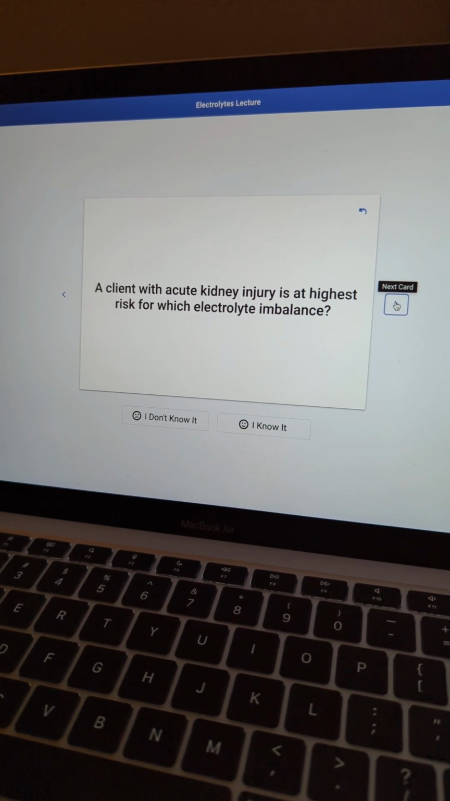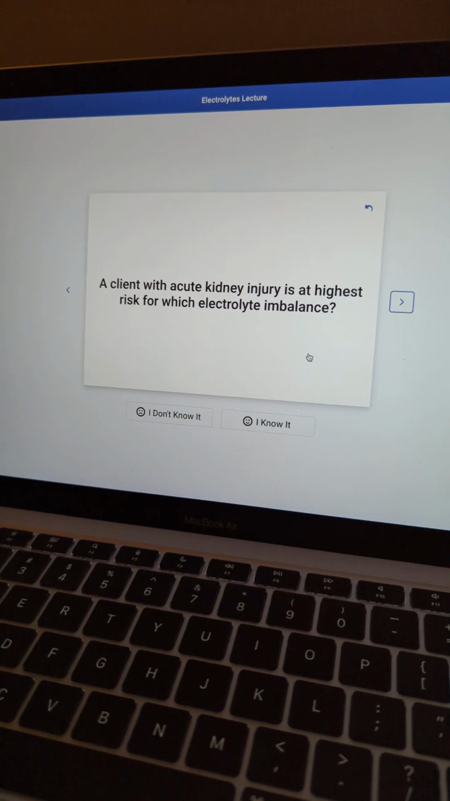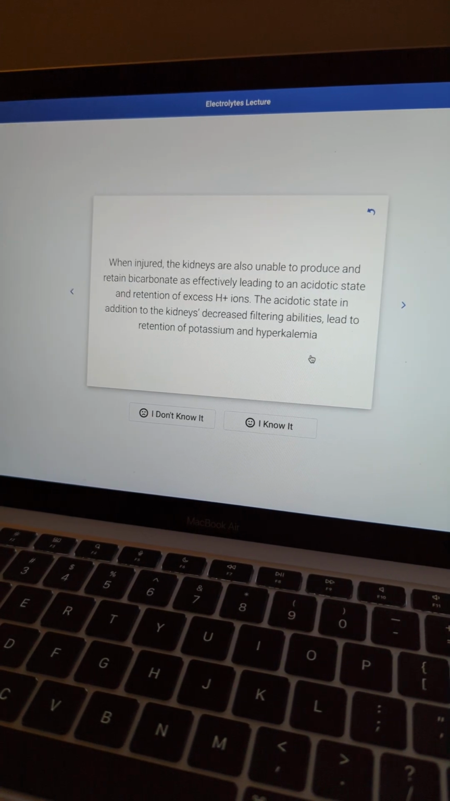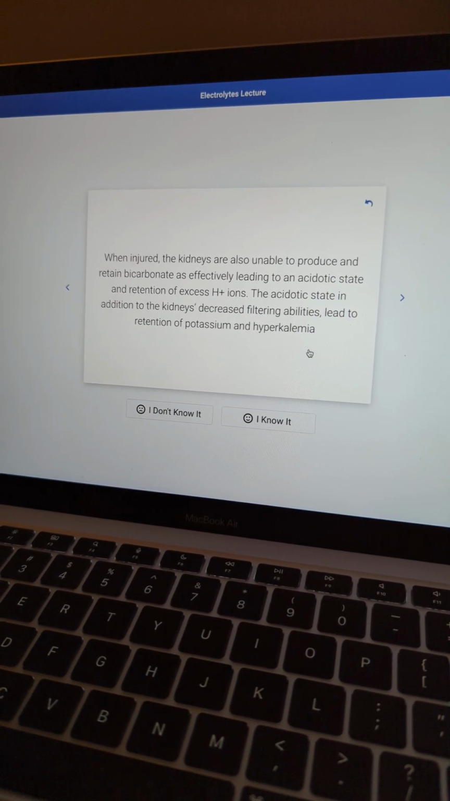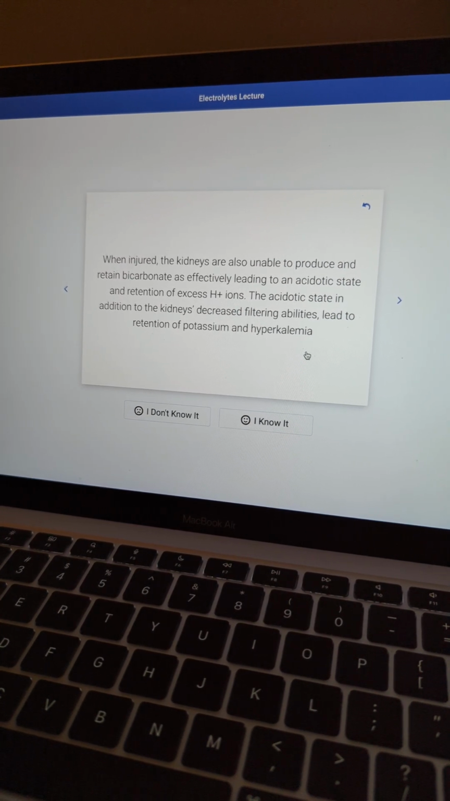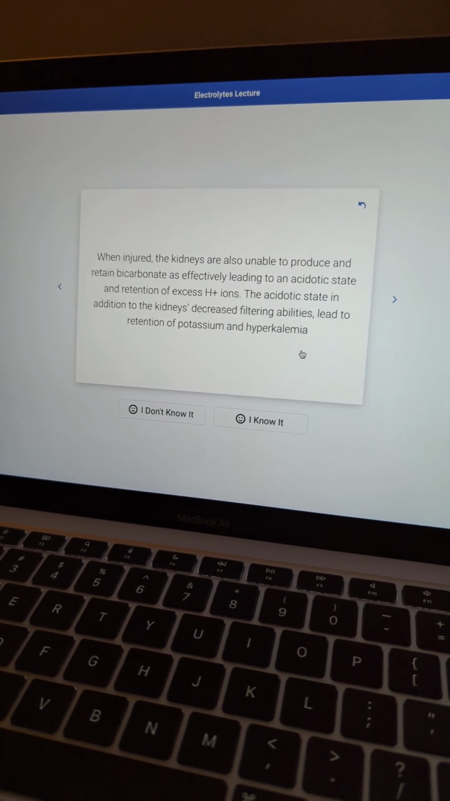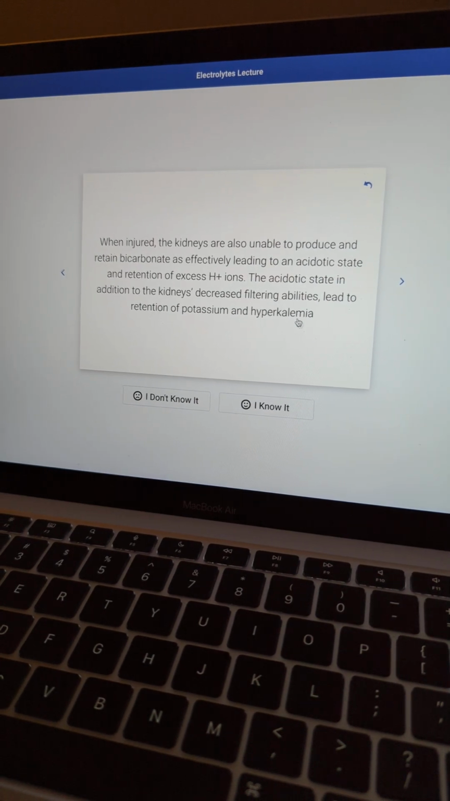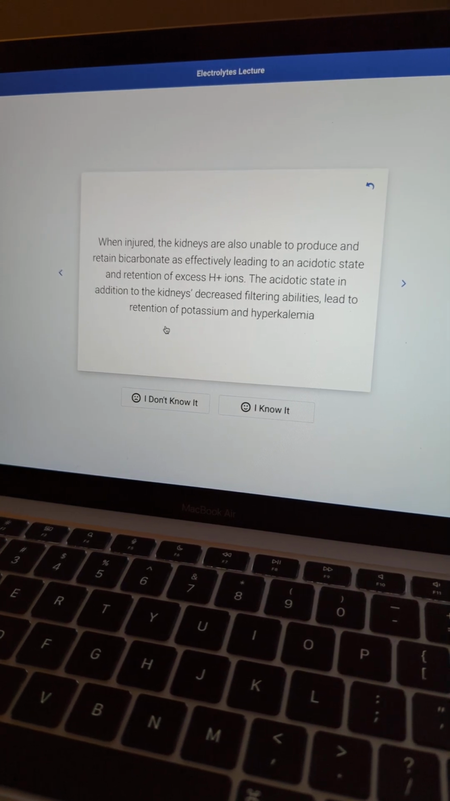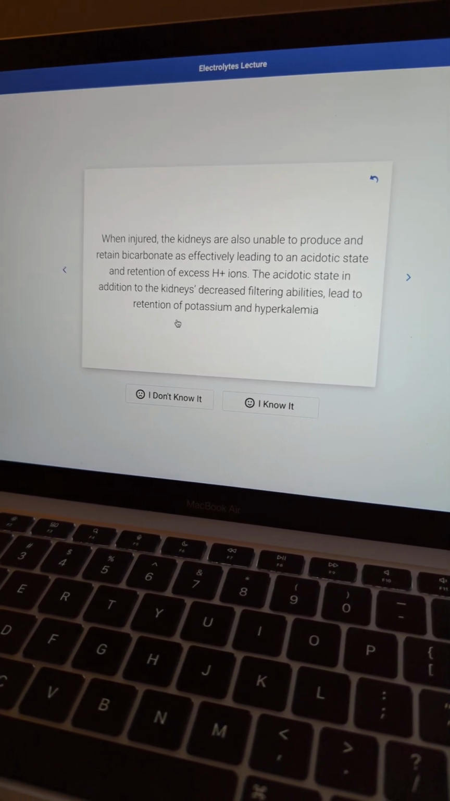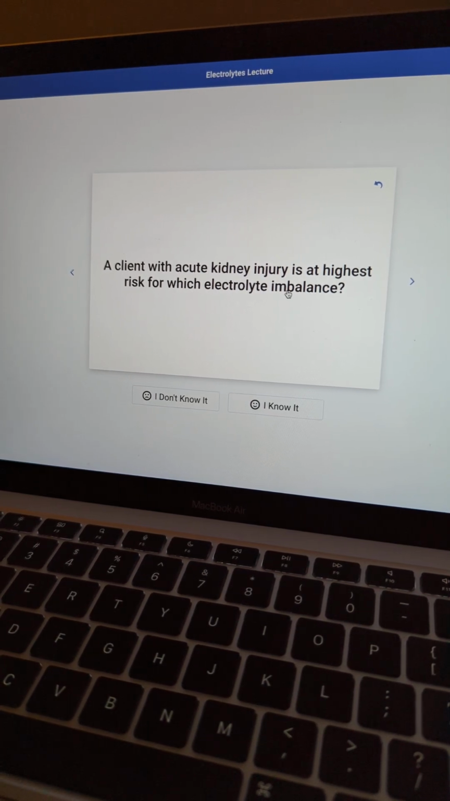A client with acute kidney injury is at highest risk for which electrolyte imbalance? We've talked about this before, I'm sorry. When injured, the kidneys are also unable to produce and retain bicarbonate. Okay, so that's going to lead to an acidotic state with kidney insufficiency. This is going to lead to a retention of potassium. So this was just a focused way of saying hyperkalemia is associated with kidney injury.